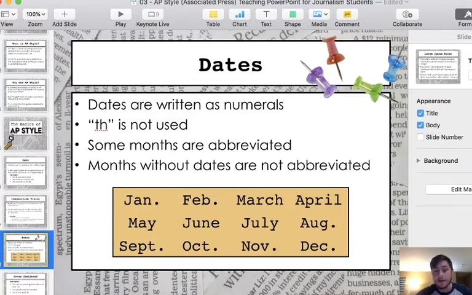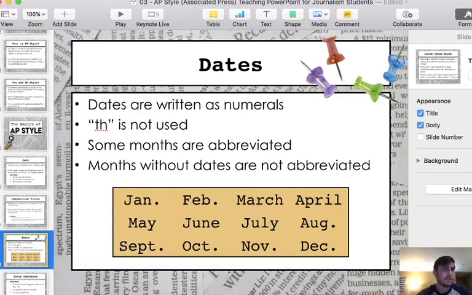But May, June, and July are not, okay? So that's nice to know. However, here's the catch-22. If you're just saying the month and not the date, then you write out the word. For instance, if I were to say that Harvest Festival is in October, you write out the word October and you don't abbreviate it, okay?